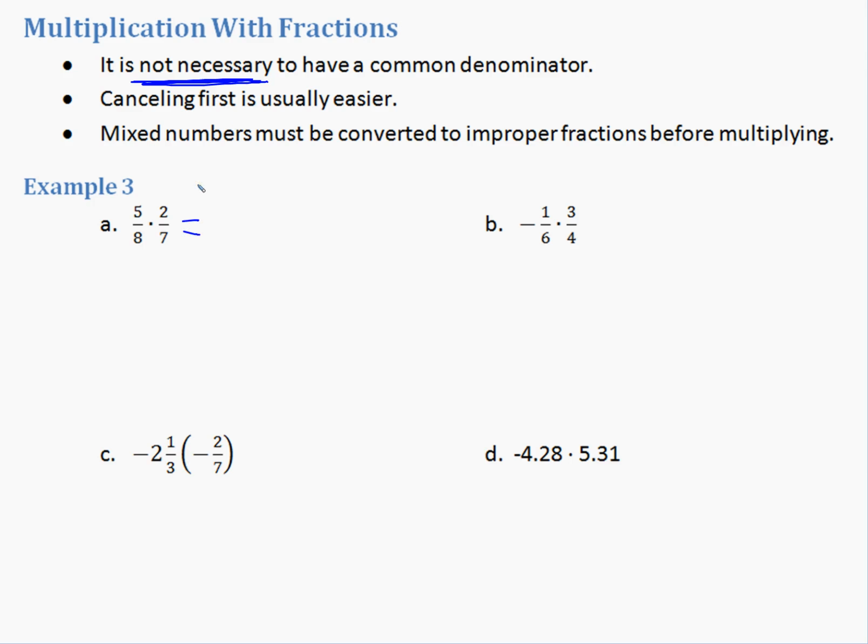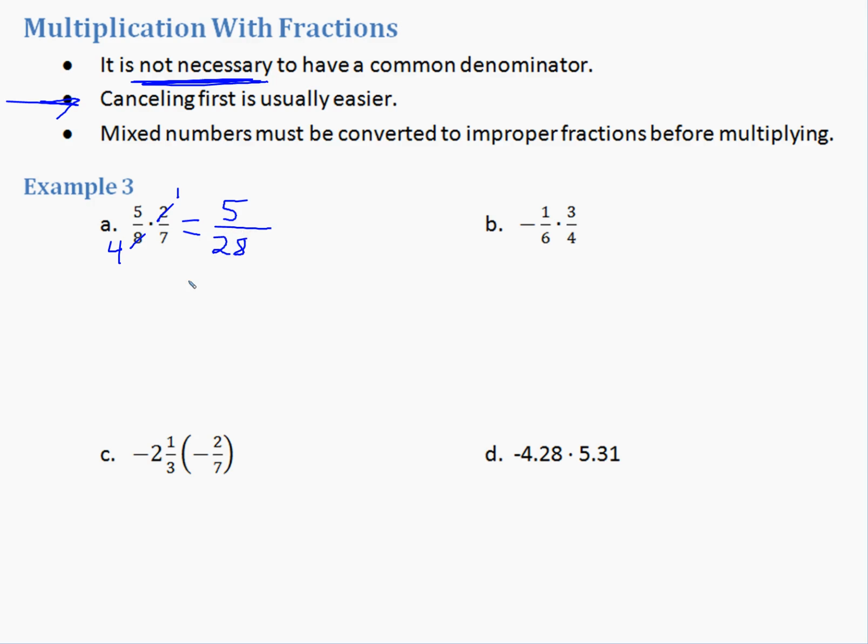So we're going to multiply straight across, but before we do, we're going to remember that we can simplify or cancel first. So notice 2 goes into 2 once, and 2 goes into 8 4 times. We look at anything else, a 5 and a 4, a 5 and a 7, nothing else reduces or simplifies or cancels, so we can multiply straight across. 5 times 1 is 5. 4 times 7 is 28. And we had a positive times a positive, so our answer is positive.